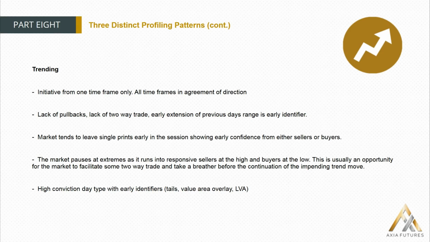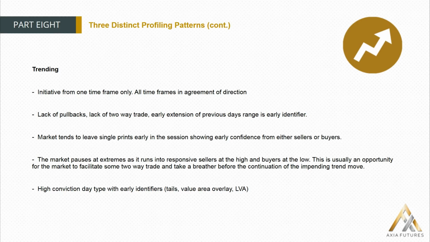So just some of those characteristics again. Note that a trending market is where we have initiative from one time frame only, and all time frames are in agreement of price direction. Note, we have a lack of pullbacks in a trending market and a lack of two-way trade. And we do have a very early identifier when it comes to trend days, and that is the previous day's extreme point. Now note, markets tend to leave single prints early in the session, showing early confidence from either sellers or buyers.